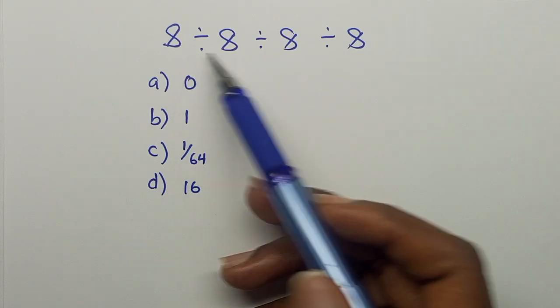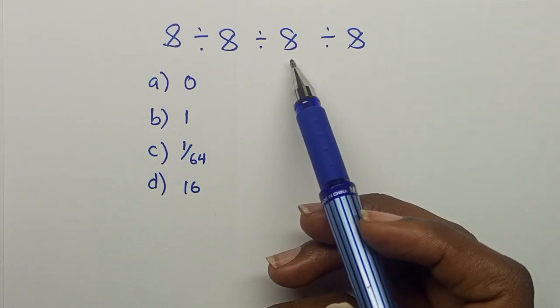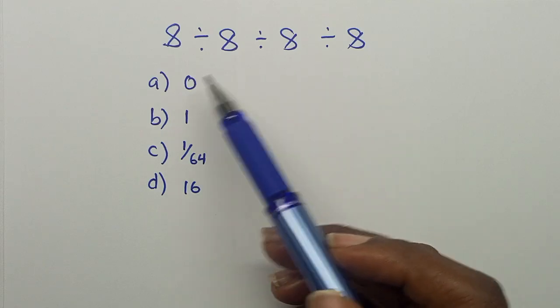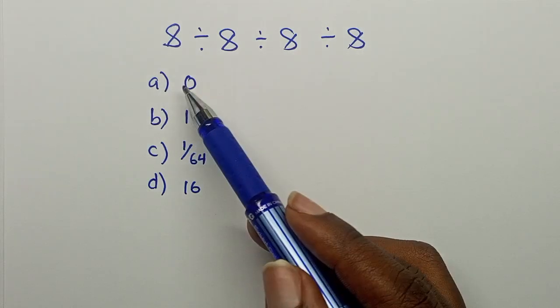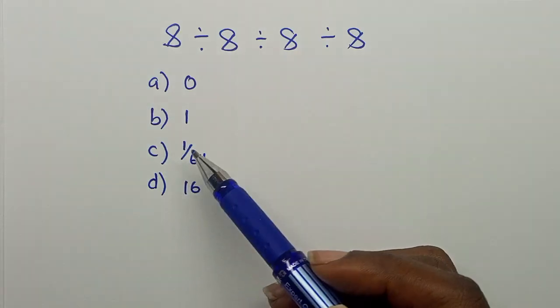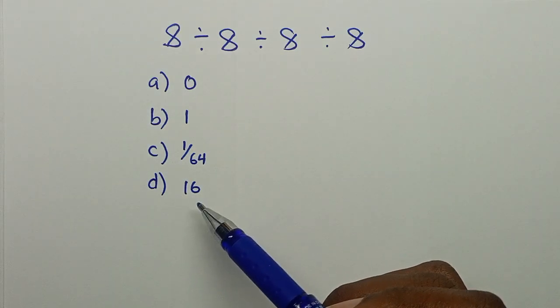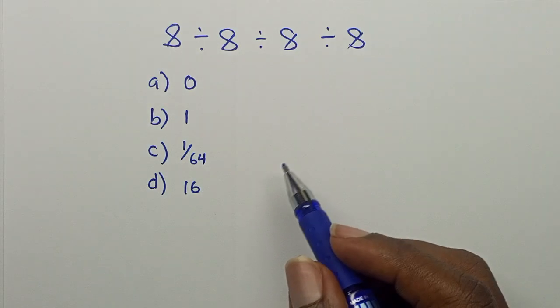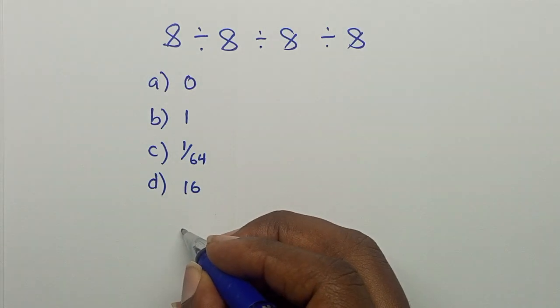So we have 8 divided by 8, divided by 8, divided by 8. What is its value? A is 0, B is 1, C is 1 over 64, D is 16. Which is the correct answer? Let's see which is correct.